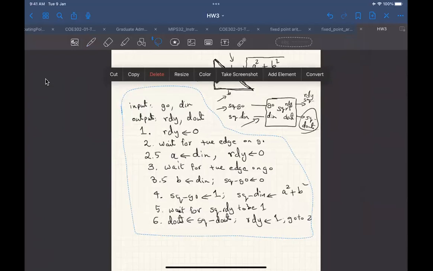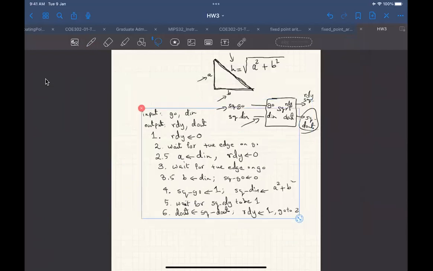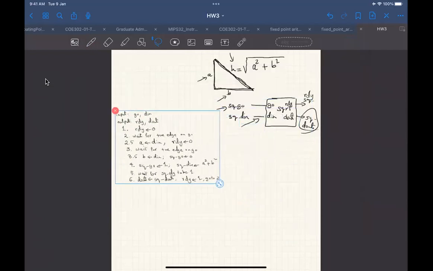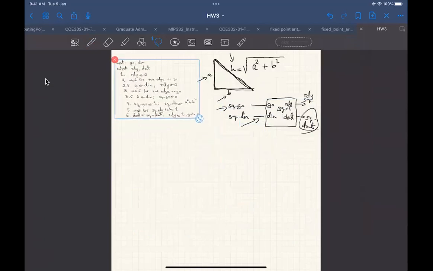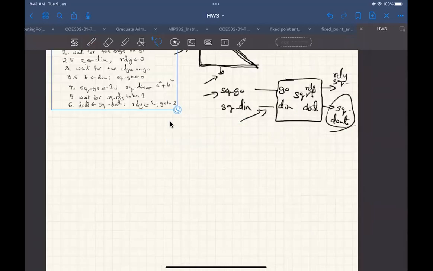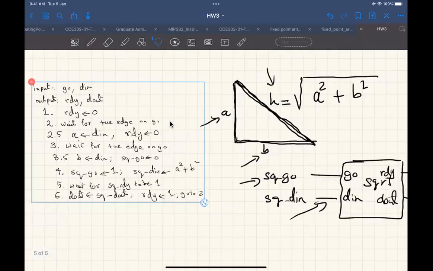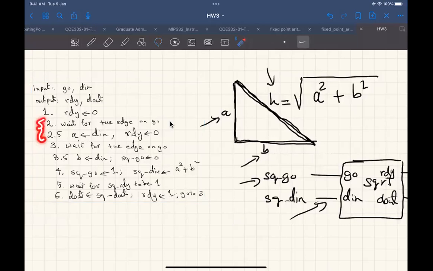Can I ask a question, Doctor? Yeah, sure. 2.5 and 3.5. What is this exactly? It's just the next step. Yeah, it's just the next step and you can call them three. It's like, because why? Because I'm waiting for the positive edge, and because this is related to this, I called it 2.5. Step two, so it is the next clock cycle.